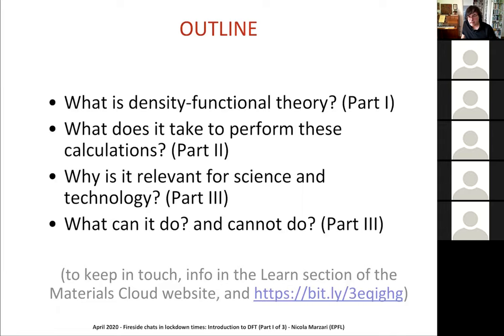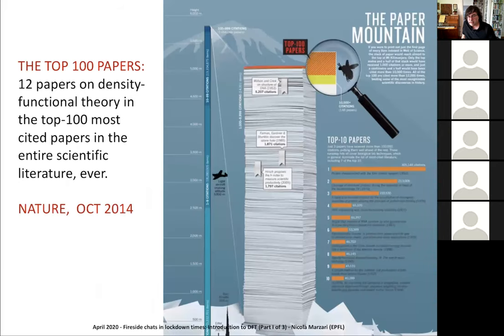So let me start with a very broad introduction about the relevance of density functional theory in science and technology. And I'll start from this. This is a paper that came out in Nature in October 2014. It was called the Paper Mountain, the top 100 papers. They looked at all the scientific, medical, engineering, biological literature, anything that has been published, and they looked at the articles that were most cited. One of these bibliometric exercises. And they went back to the 17th century, to the proceedings of the Royal Society, to today, 2014, and they looked at the 100 most cited papers.